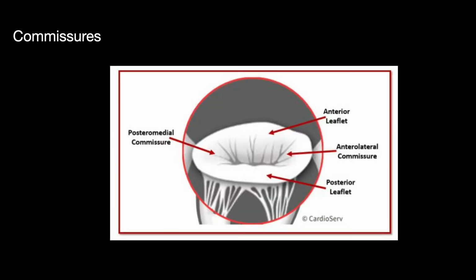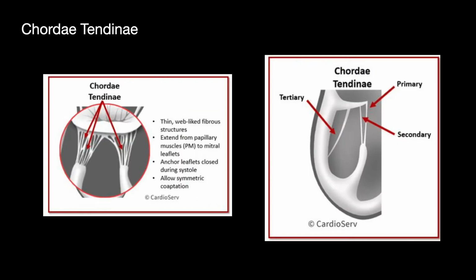The commissures are 2 specific sites where the leaflets insert into the mitral annulus. And there's an anterolateral commissure and the posterior medial commissure. The chordae tendineae are thin fibrous strings that attach specific portions of the mitral leaflets to the papillary muscle tips. Average length is about 20 millimeters and their thickness about 1 to 2 millimeters. And when assessing the chordae, the key features to look for are thickening, fusion, calcification, elongation, and rupture.